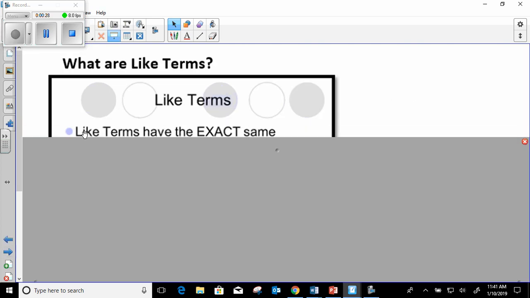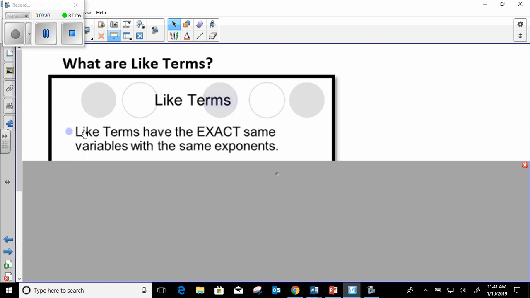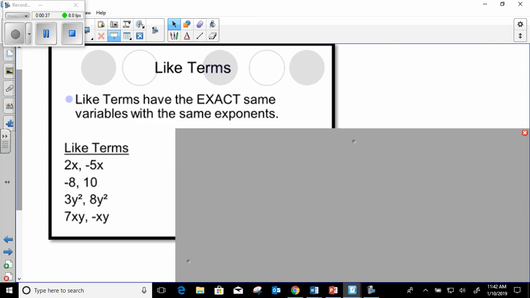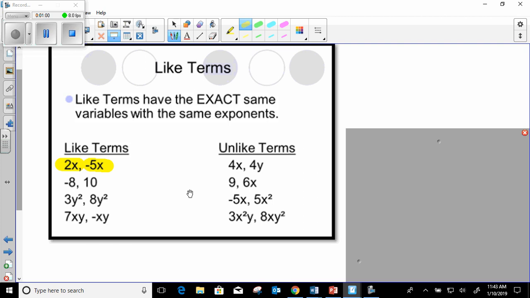So, what are like terms? I wanted to show you the difference between like terms and examples that are not. These are all examples of like terms. Notice that in the first one, you have a coefficient, which is 2, and you have the variable x. Notice the similarities in the like terms on your left column, and then I'm going to show you the right side and look at the differences here.